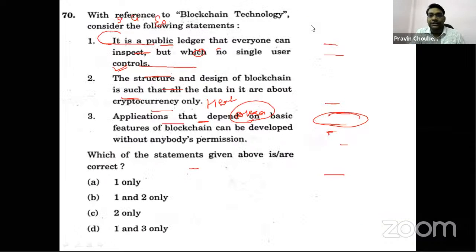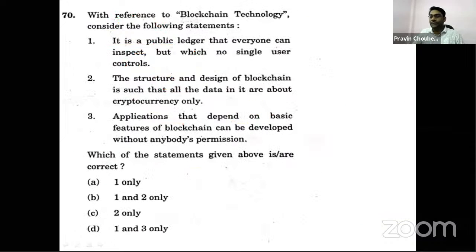Now the next question is about blockchain technology. This is again a repeated topic. UPSC always asks questions from blockchain technology. So, it is a public ledger that everyone can inspect but which no single user controls.